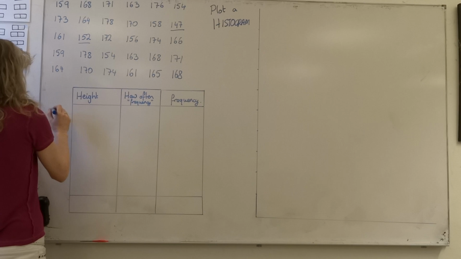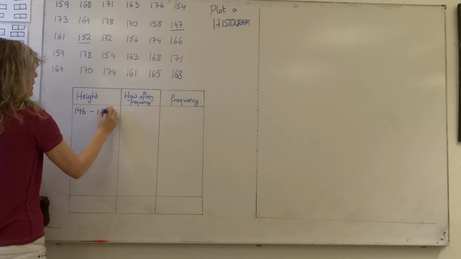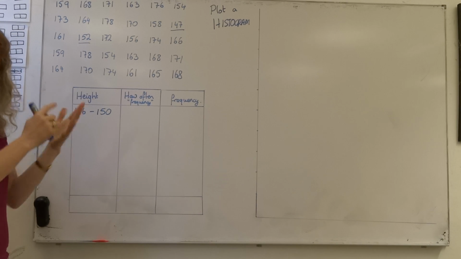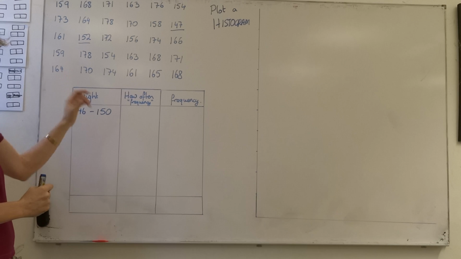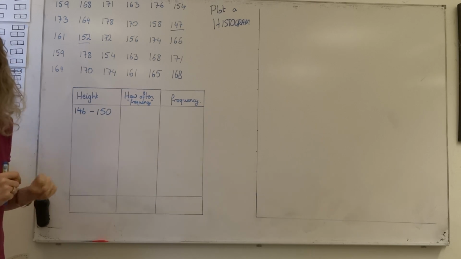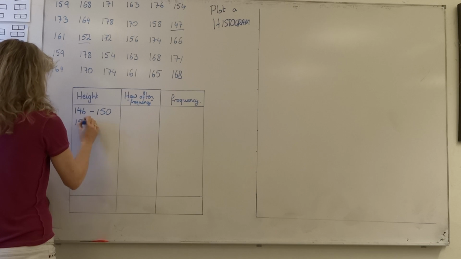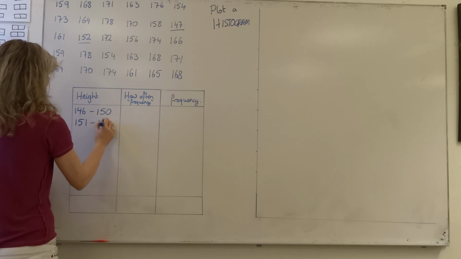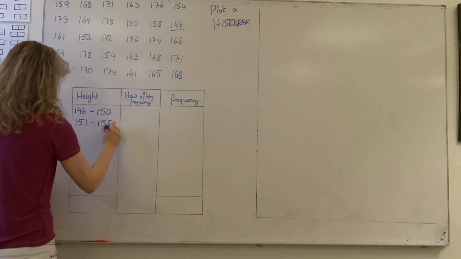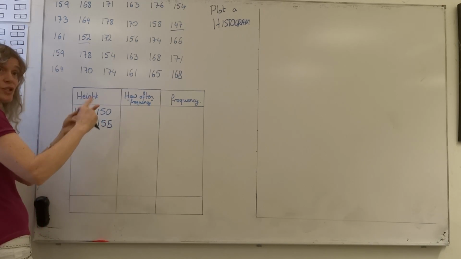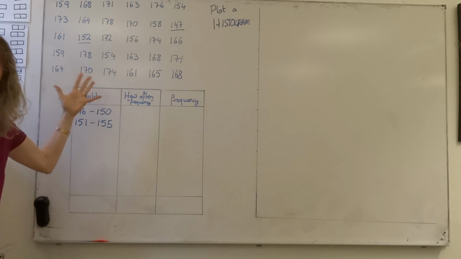So let's take from 146 to 150. That includes everybody from 146, 47, 48, 49 and 50. So anybody with that height will be in this range. Then we'd have the same from 151 to 155. So 151, 52, 53, 54, 55, 5 centimeters of height again.